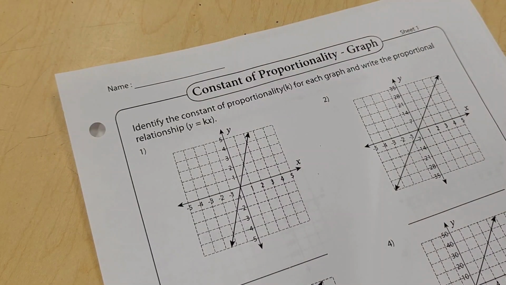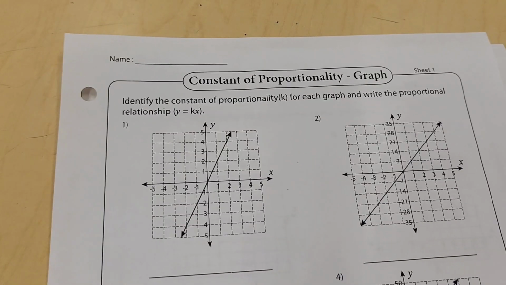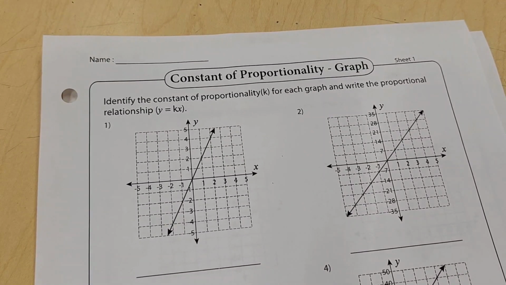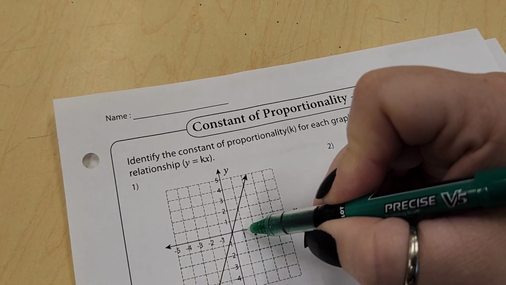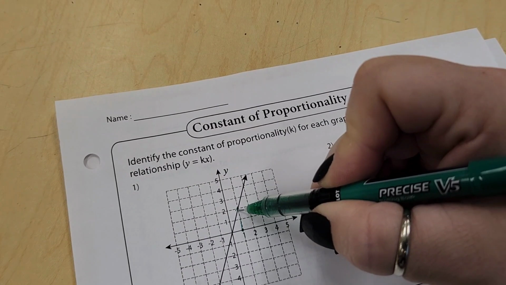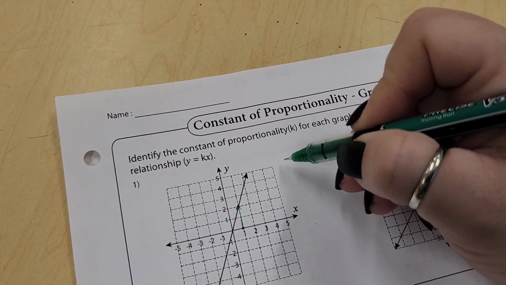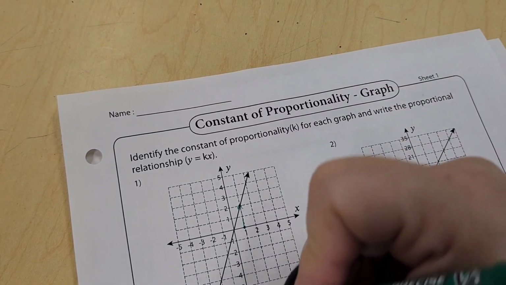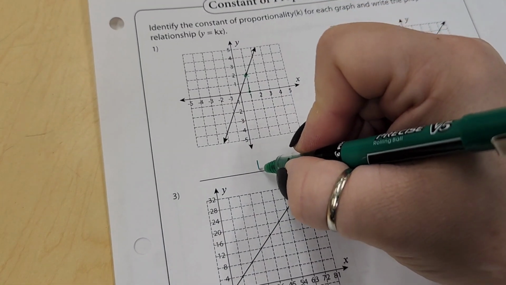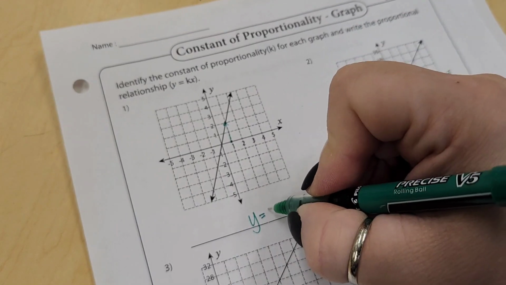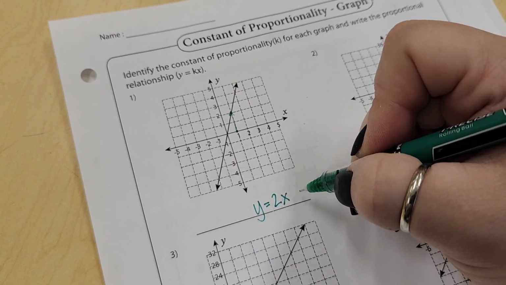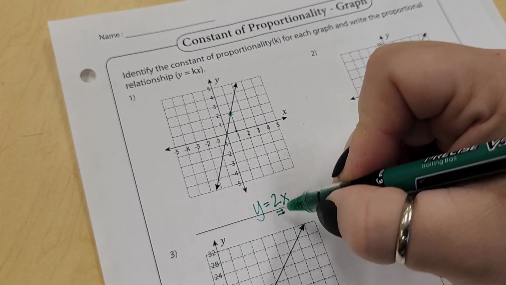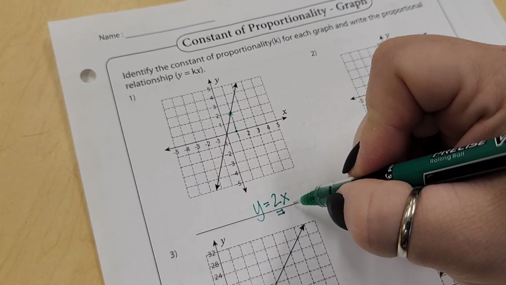So continue that page, and then we're going to look at graphing them. Identify the k for each graph and write the proportional relationship. When x is 1, what is the y value? So here it's really easy, it's 2. So I simply write that y equals 2x. This equation is simply the k value, y equals k value x.